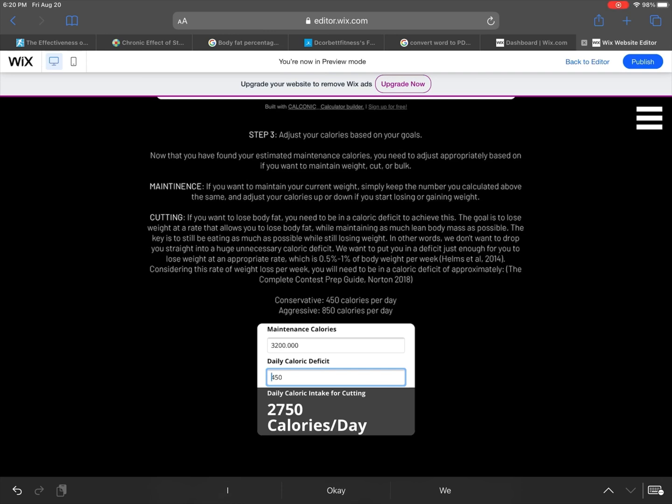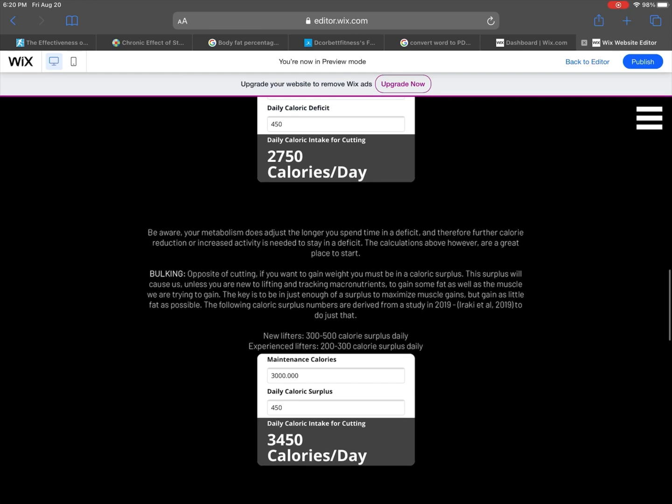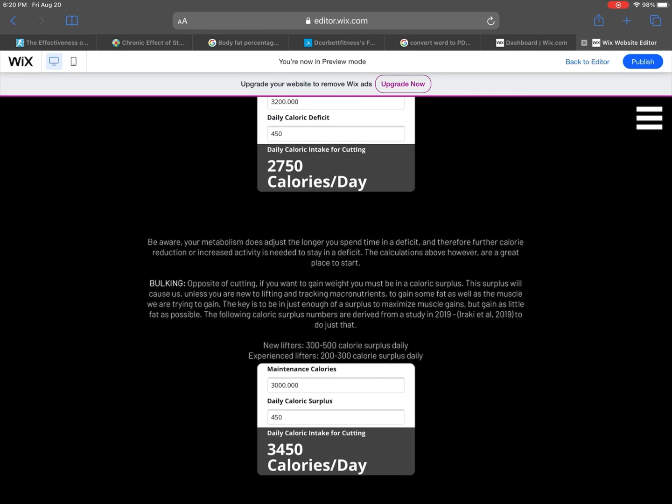Now, if I wanted to bulk instead, I could go down here. For new lifters, you can get away with having 300 to 500 calories above your maintenance and still gain a good amount of muscle mass, but you'll also minimize the amount of fat that you will put on, because as new lifters, you're just able to adapt better and quicker to new stimuli. For an experienced lifter who's been doing this a long time, it's been shown in studies that 200 to 300 calories can maximize the amount of muscle gained and minimize the amount of fat that you put on.